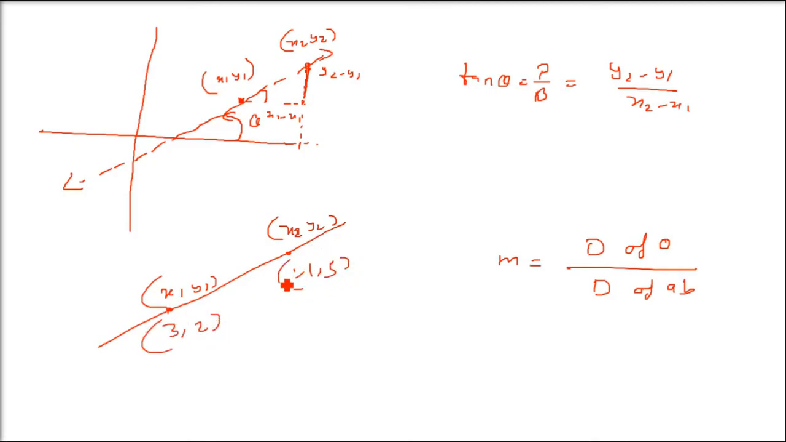Let us take an example. x1, y1 is 3, 2, and x2, y2 is minus 1, 5. So m will be what? y2 minus y1 by x2 minus x1. So this will be 5 minus 2 by minus 1 minus 3. You can always do that, 2 minus 5 and 3 minus of minus 1 also, because it remains the same. It will not have any effect. So that is going to be minus 3 by 4.